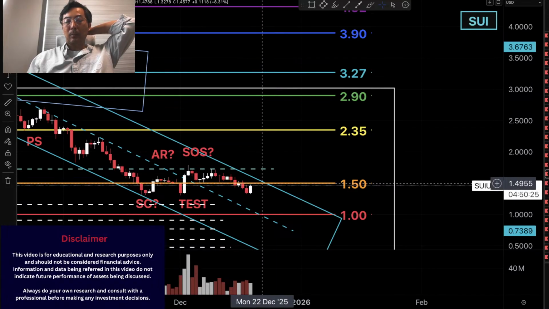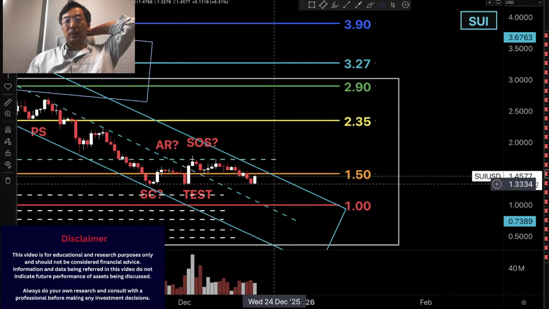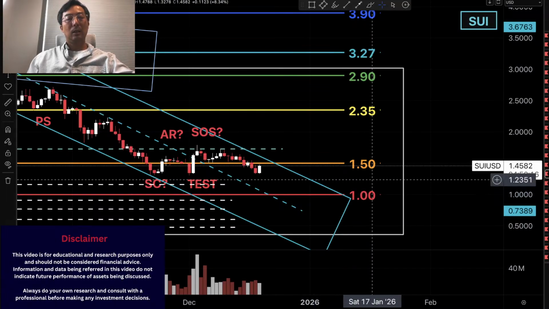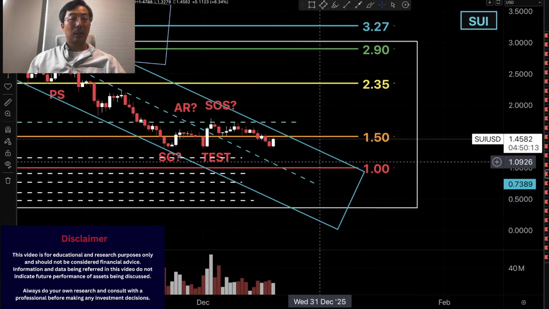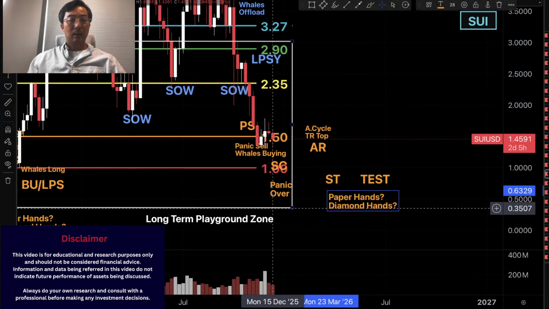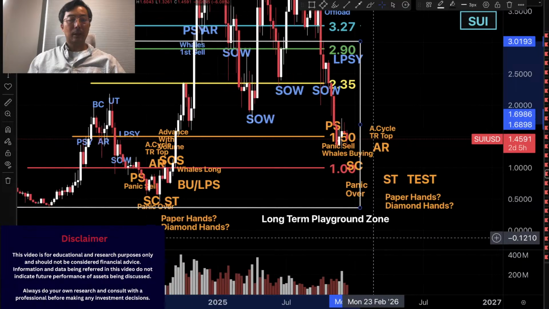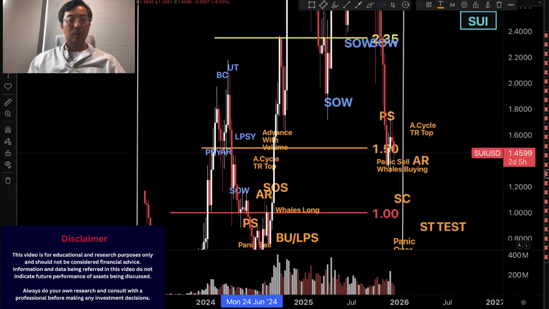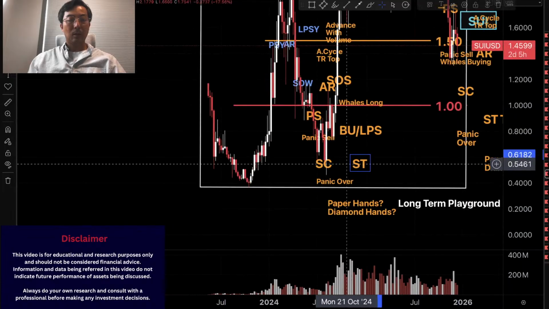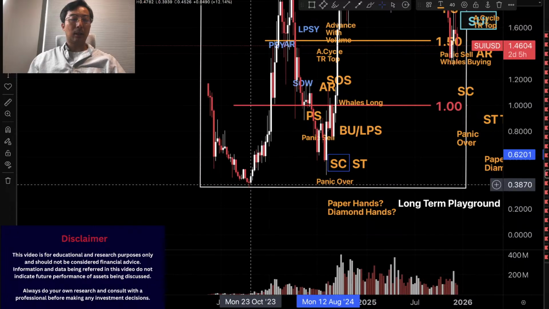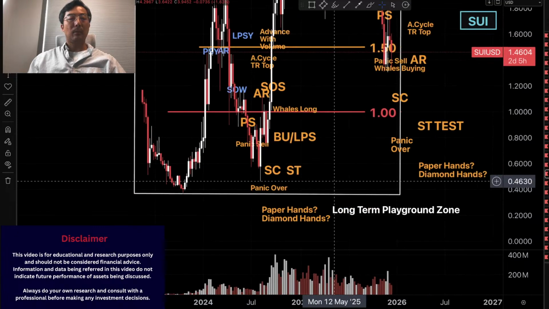Either it pops back up and confirms before Christmas, in just 3-4 days' time, or we have to wait till about the 9th of Jan. If it really comes down to test lower levels during the paper hands, diamond hands test, this white line around 36 cents 50 is the support level that we have to pay close attention to, because that's where August 2024 came, as well as October 2023.